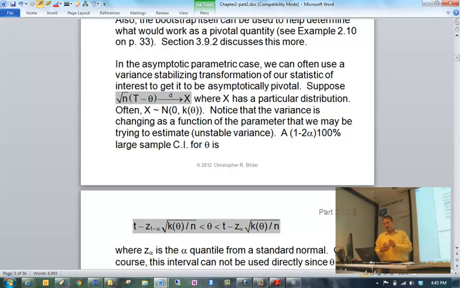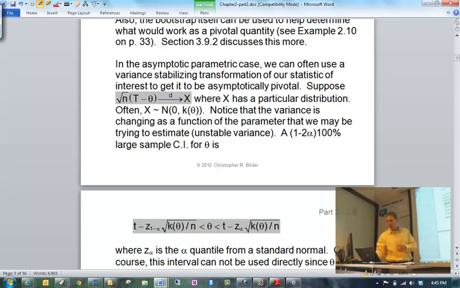First of all, just to help me with background, I know you guys took step 980. Did you talk about a variance stabilizing transformation in your course? How to find asymptotic? Okay. So this will be new to everyone.